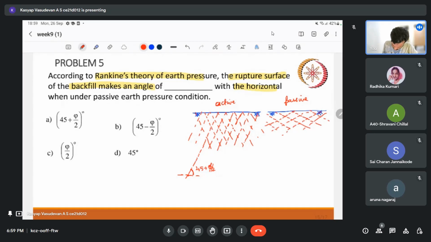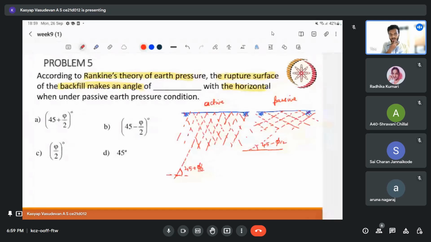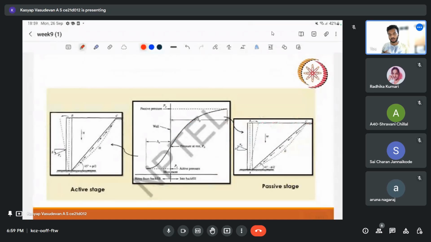In this case, if I extend one line with the horizontal, this will be less than 45, so I can write it as 45 minus phi by 2. So in the plastic state, this is how it works. At the failure, this is how the slip lines would look. In both cases, it is dependent on the phi value. It is also shown in one of the slides of this class.